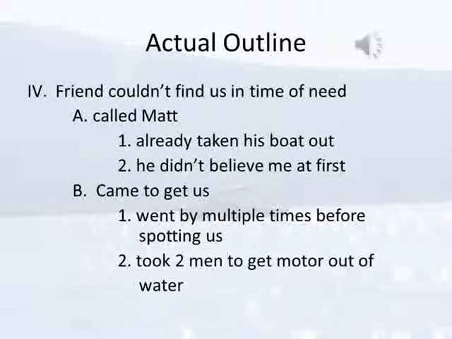We are almost done, so stay with me. Roman numeral 4 discusses the third point of the thesis, the fact that the author was stranded, she called a friend, and he didn't respond. Notice there are no complete sentences under Roman numeral 4 either, but there is a capital A and B as well as 2 points under each letter.